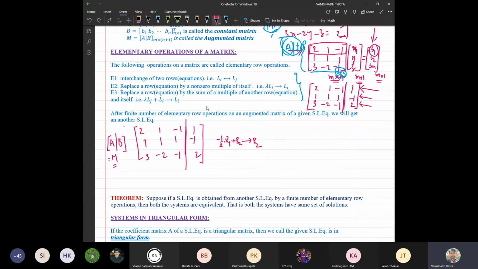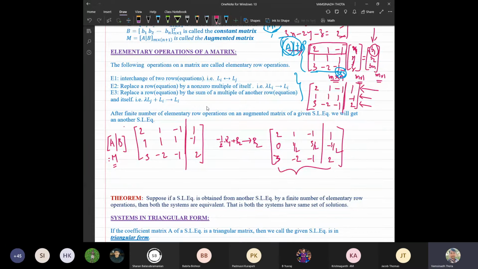Okay. So then what will happen? The first row is not changing at all. So 2, 1, minus 1, 1. What will happen to the second row? Minus 1 by 2, so it is 0 now. Then minus 1 by 2 plus 1, so it is 1 by 2. And then 1 by 2 plus 1 by 1, so it is 3 by 2. And then minus 1 by 2 minus 1, so that is minus 3 by 2. And the third equation is not changed. So that is 3, minus 2, minus 1, 2. Now we have obtained another augmented matrix.